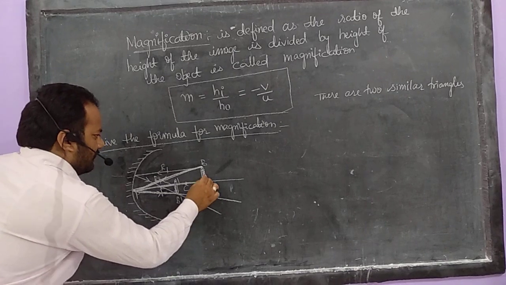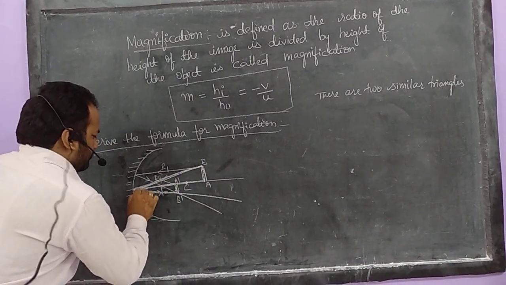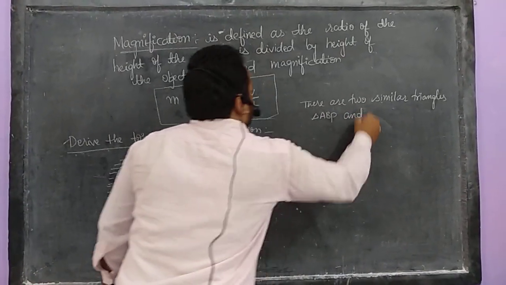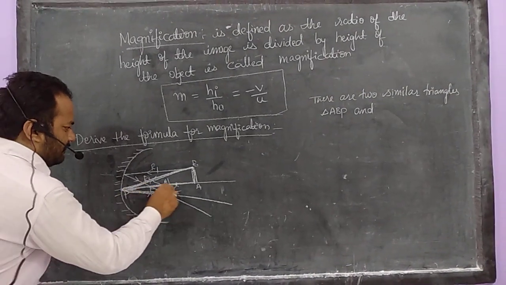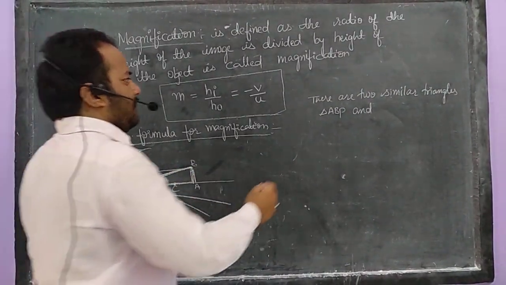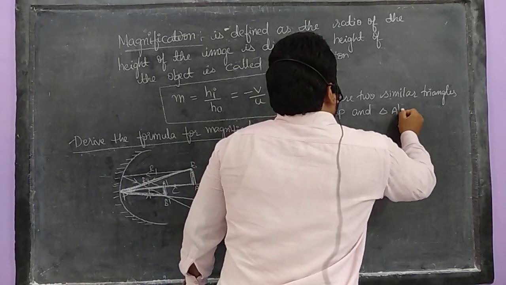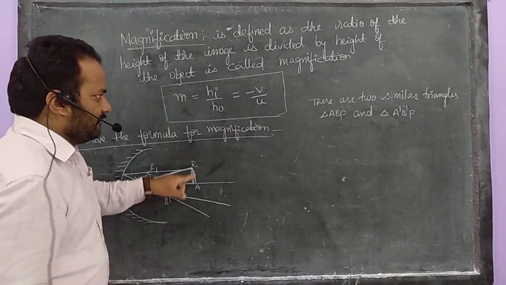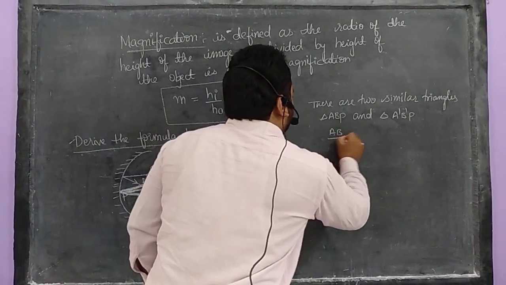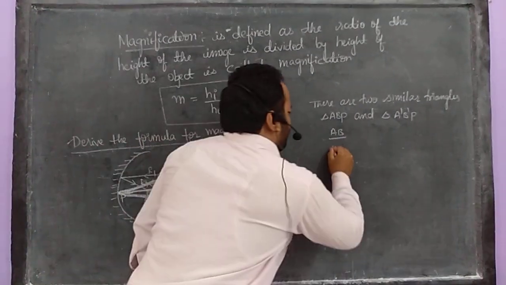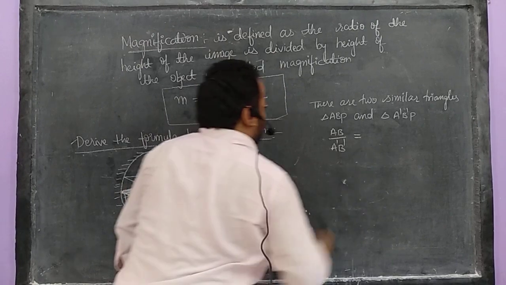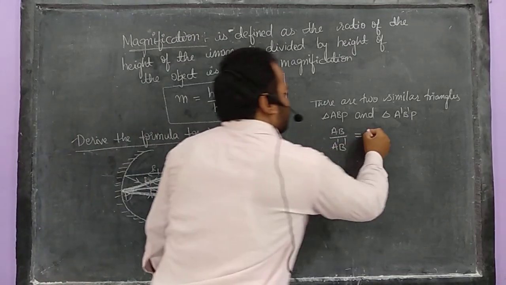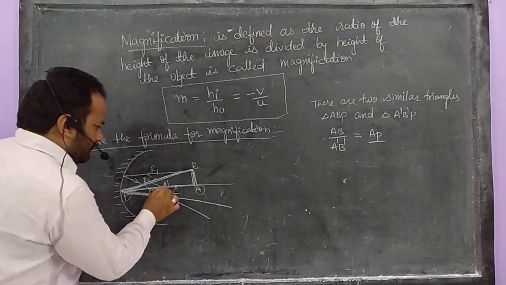What is the first one, madam? Triangle ABP, and one more triangle you can see, A dash, B dash, B. One is for the object, one for the image. Compare the ratio of the heights of the object and image. What is the height of the object? AB. What is the height of the image? A dash, B dash. How much is the distance covered by the object on the axis? A to P, AP. The distance of the image is A dash, P.